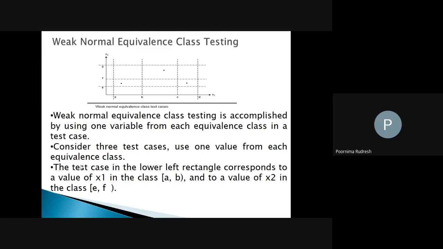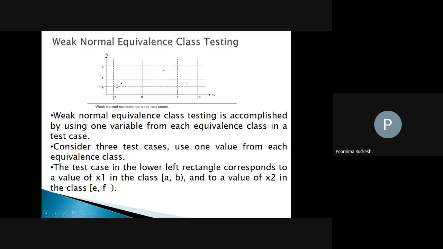in a test case. So here we have constructed the test cases by using different values of x1 as a, b, c, d. Similarly for x2 we are considering e, f, g, right? So when we choose values within these ranges, we will have a number of test cases. But to perform weak normal equivalence testing, we will choose one variable from each equivalence class in a test case.